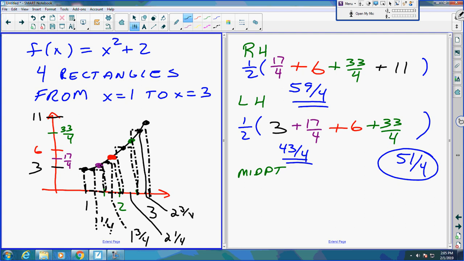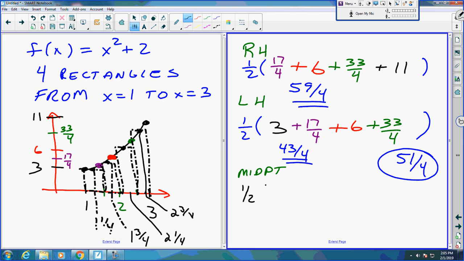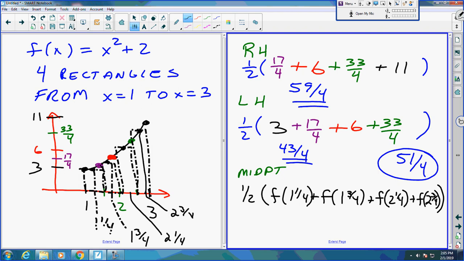All right, guys, what's the width of the rectangles again? Still 4 of them, still half. And to really make you see this, I'm going to write this first. F of 1 1/4 plus F of 1 3/4 plus F of 2 1/4 plus F of 2 3/4. Now this leaves a lot of work because what do we got to do? Well, we got to plug 1 1/4 into the function and get the value for that here. All right?